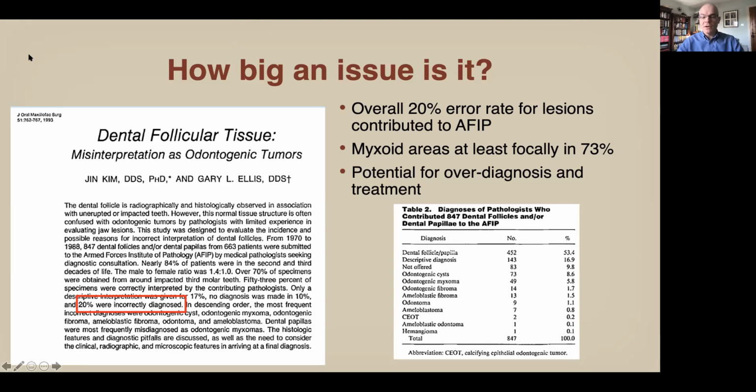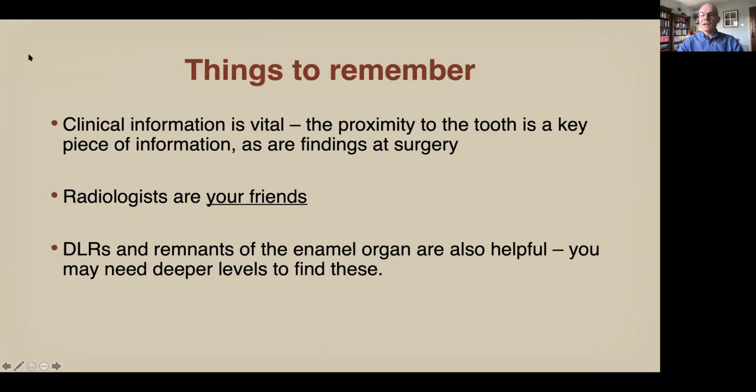When you have a look at the misdiagnosis of odontogenic myxoma in this case, which is a very significant overdiagnosis, you can see that was a diagnosis made in about 6% of cases. So it is a very important distinction to make. So remember that clinical information is vital, and knowing the proximity to a tooth is a key piece of information. Using radiology is very important, and remember that radiologists are your friends and can be very helpful in correlation with the histology. And dental lamina rests and other remnants of the enamel organ are also helpful, although you may need to look for these.